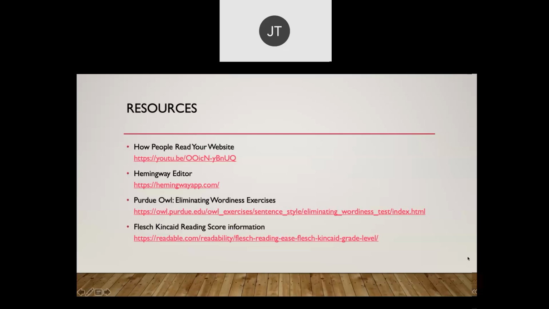We've also got a Purdue OWL link on eliminating wordiness. They have some cool exercises that show sort of sentences that honestly we kind of typically see, and then examples of what those would look like if we shortened them or broke them up into smaller pieces. And finally, I've just got a link for the Flesch-Kincaid reading score information. If you wanted to read a little bit more about how that's derived, how you actually generate that final calculation, you can find that information there.